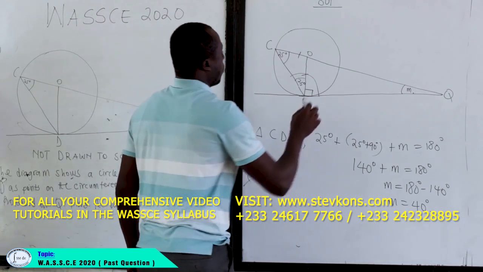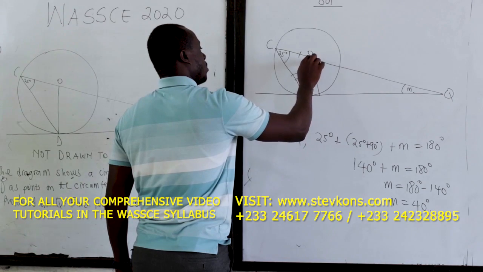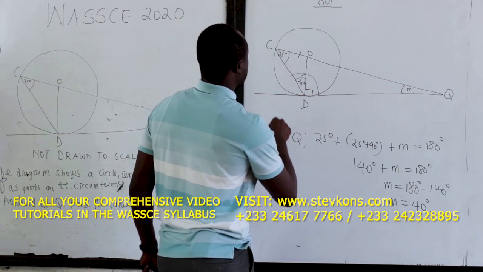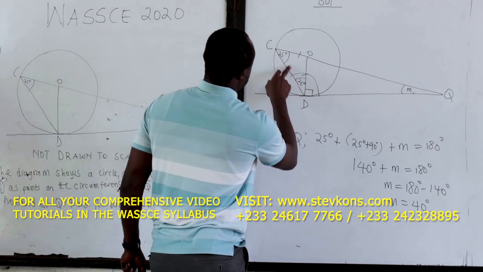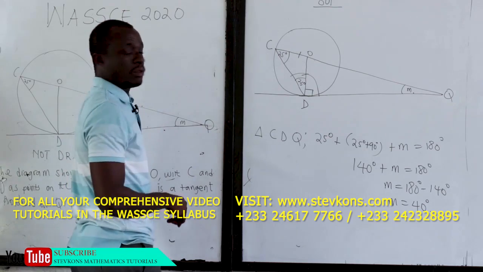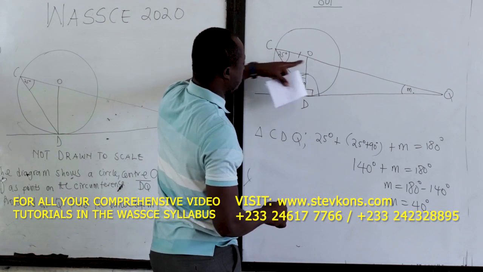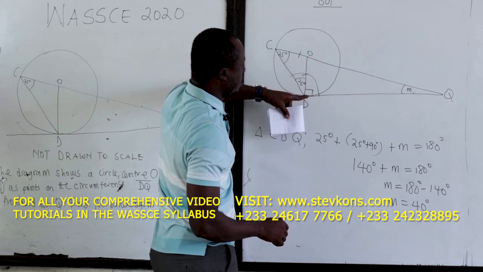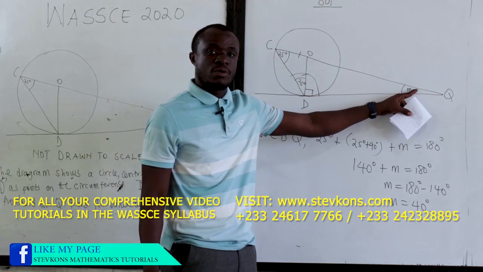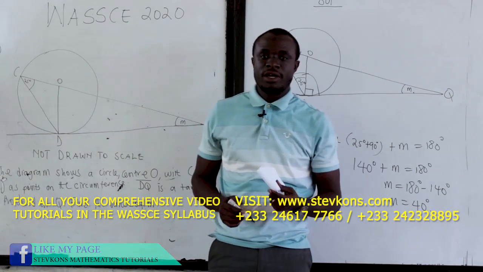Now let's see. We can see that this can also be the exterior angle. This plus this is equal to the exterior angle over there. That is, the angle over here is the same as 25 plus 25, which is 50. So this 50 plus the 90 plus M would also be equal to what? 180. And then we can find the value of M.